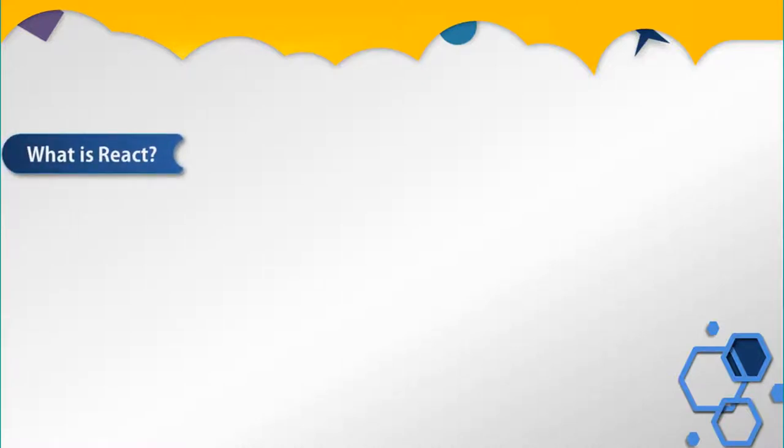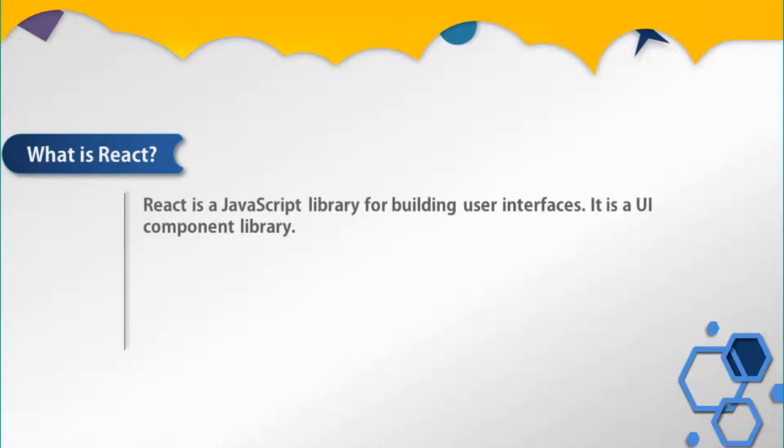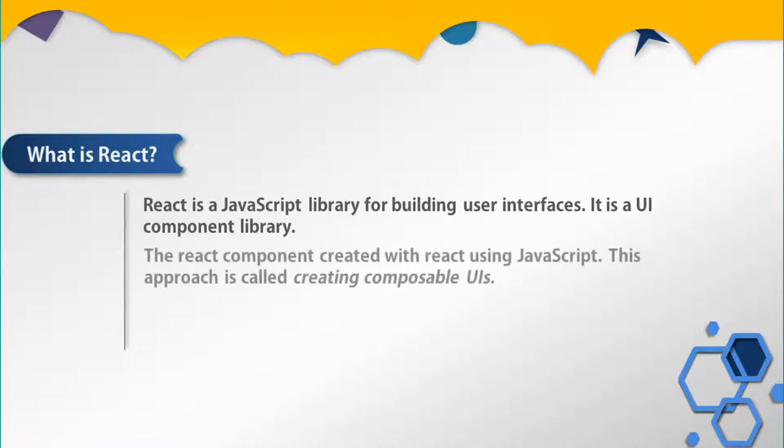Before we start coding in the React application, we need to define what is React. In simple words, React is a JavaScript library for building user interfaces. It is a UI component library, a React component created with React using JavaScript. This approach is called creating composable UIs.